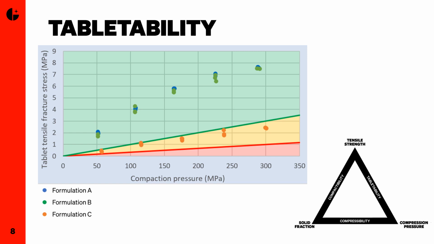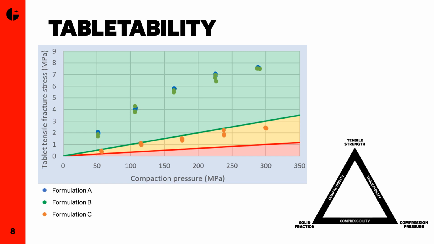In the graph here, we can see the tabletability results for 3 formulations. For each one, 15 tablets were made and analyzed, so that's what is giving us the full profile. We started with formulation A, and then changes were made to that formulation, resulting in formulations B and C.